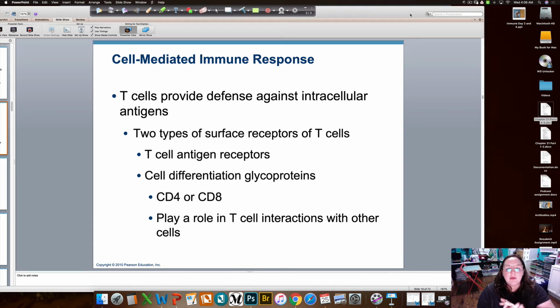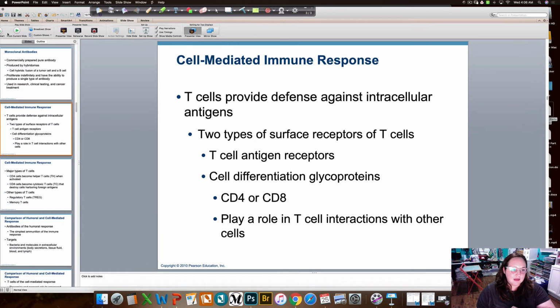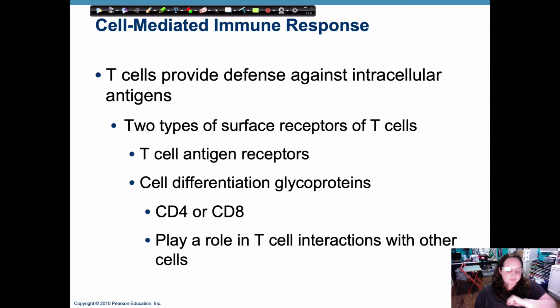Hey guys, we're going to pick up where we left off and start talking about the cell-mediated immune response. Remember, this is the second arm of adaptive immunity, which is specific immunity. So we're going to go ahead and jump on in.